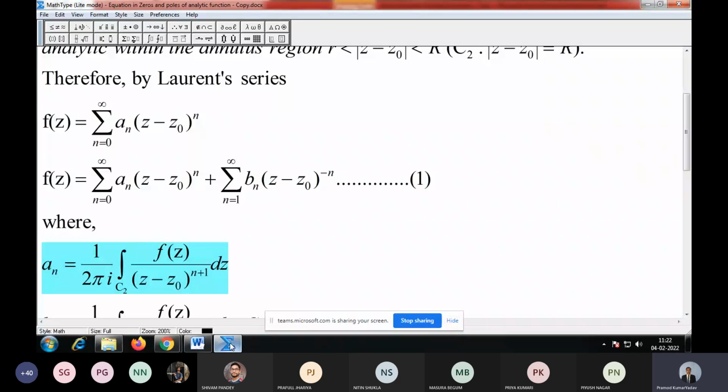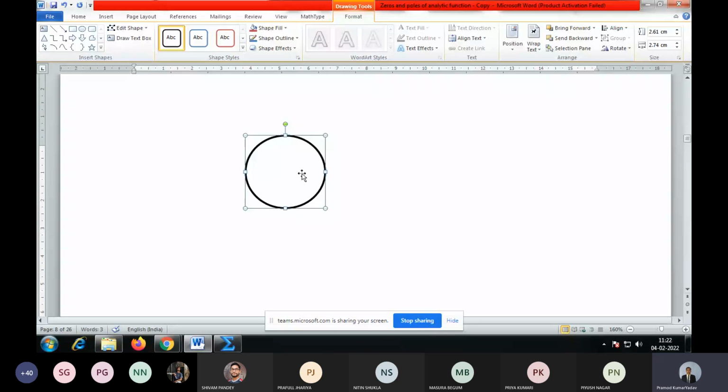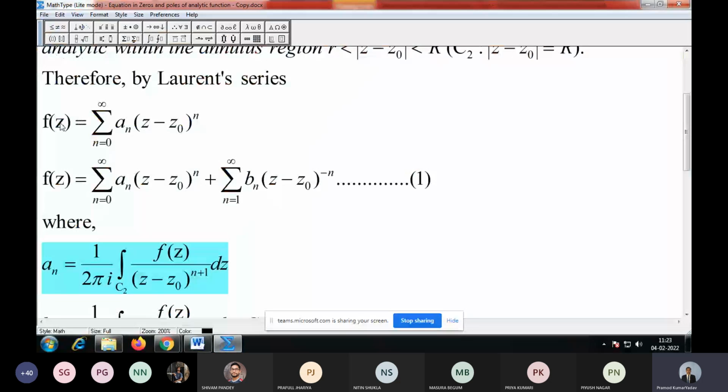Please try to understand the things. Again and again I am repeating. If a function f(z) is analytic within and on this circle C, centered at z naught and radius r, then the function f(z) for all values of z inside this C can be expressed in terms of a series like this one, where a_n is 1 upon 2 pi i, the integral of f(z) divided by (z minus z naught) to the power n plus 1 dz. And this series is known as the Taylor series.